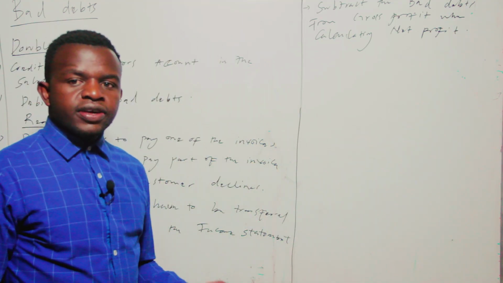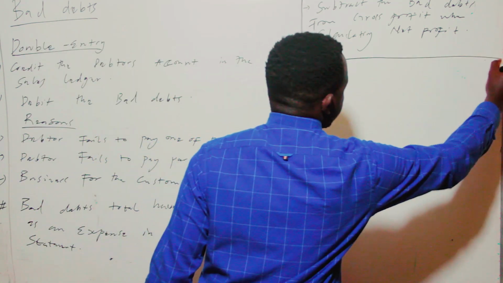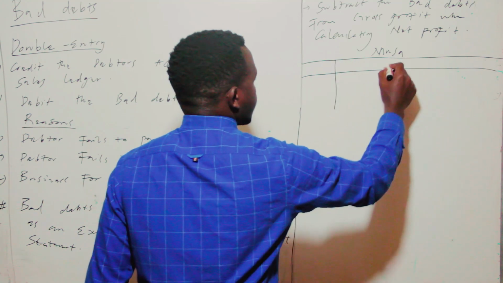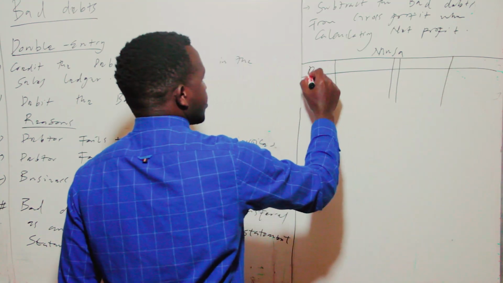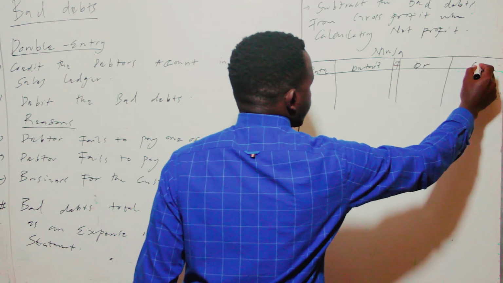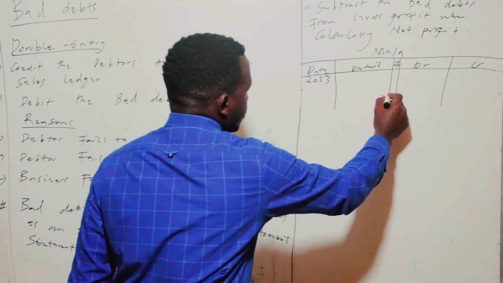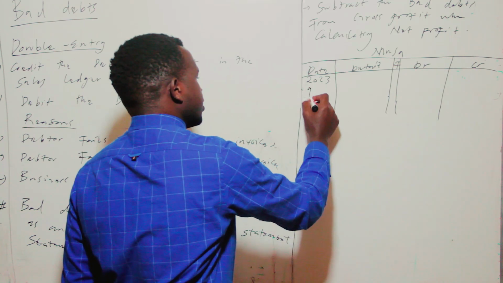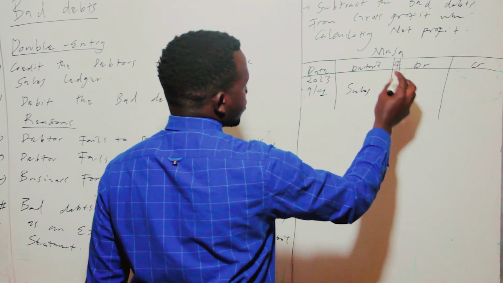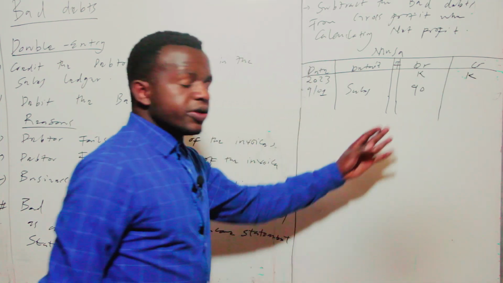So I'll give an example. For example, if we have this account for Musa, and Musa is our debtor, with the details, folio, debit, credit, this year is 2023, and in the month there, say on the 9th of January, we sold goods to Musa on credit, and that amounted to 90 kwacha.